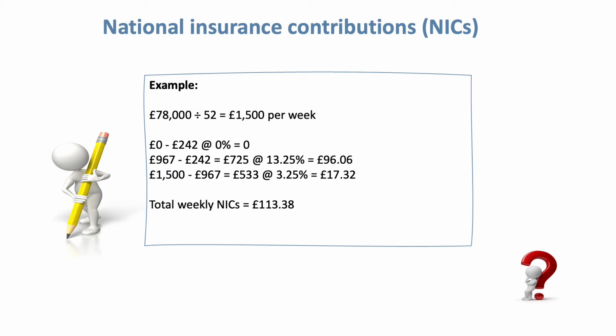So we've got the primary threshold at 0, you can see in front of you. You've then got between the primary threshold and the upper earnings limit, which is charged at the main rate. And then the excess above the upper earnings limit is taxable at the lower additional rate. And you can see that when we work those numbers out and add them together, the total weekly NICs are shown.